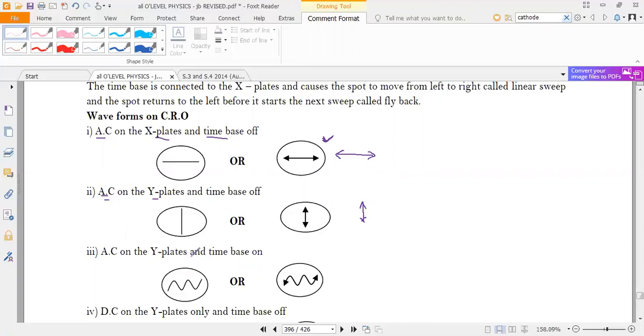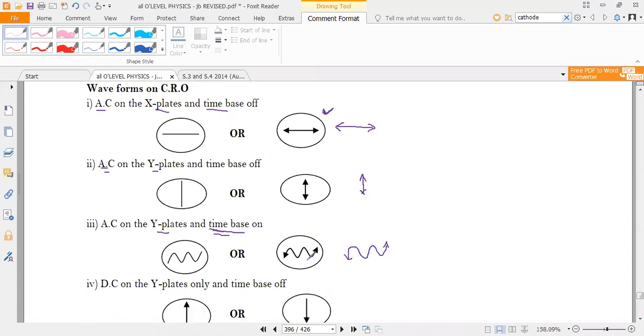So when alternating current is connected to the Y plates and the time base is on, remember a time base causes a sawtooth. So we shall end up having, since it is alternating current which is connected, the arrow facing two directions, but it is sawtooth because the time base is connected.